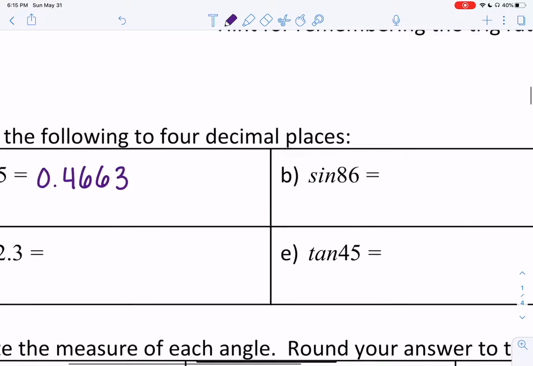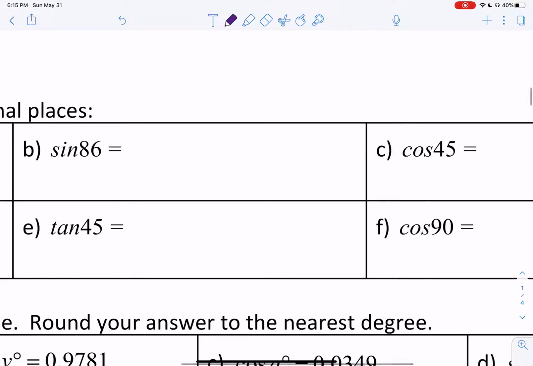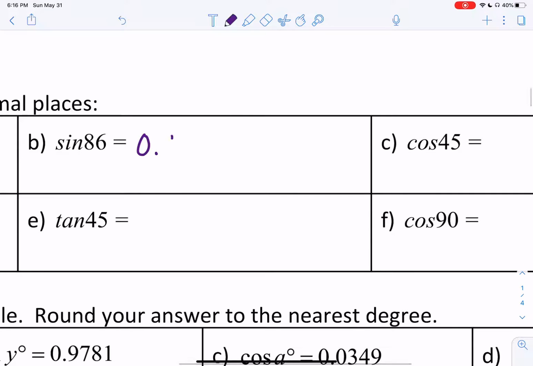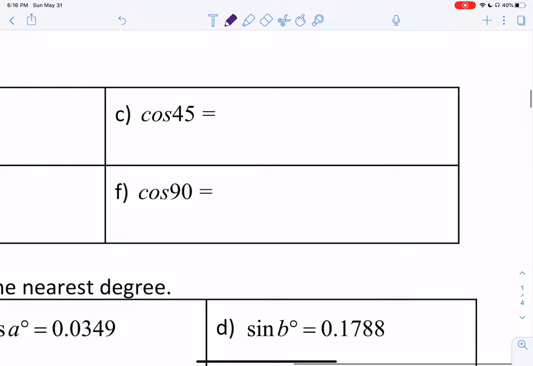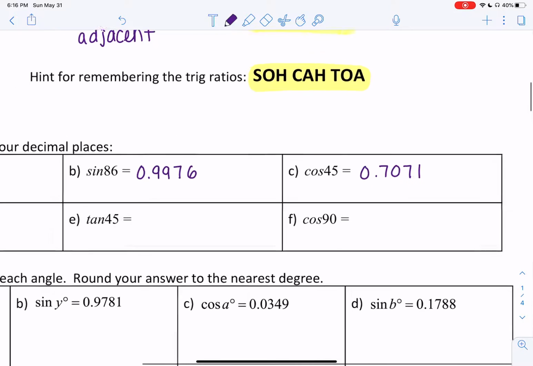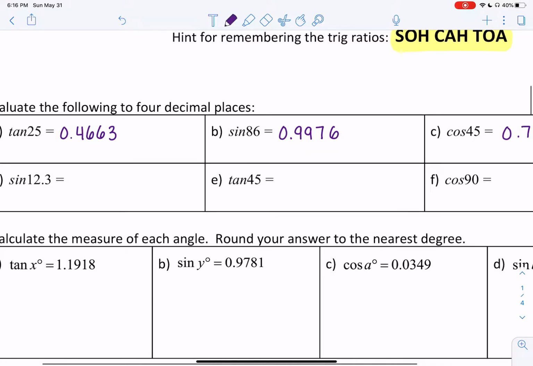So we're going to do 2 more together. So sine 86, I'm literally just typing in the sine button and then the number 86 in my calculator. So you should get 0.9976, and I'm just rounding at the end there for 4 decimal places. And finally, we'll do this last one together, and I'm just literally typing in cosine 45, and I get 0.7071. So there's 3 more here for you to try on your own. Give them a try and then check your answers on Classroom.